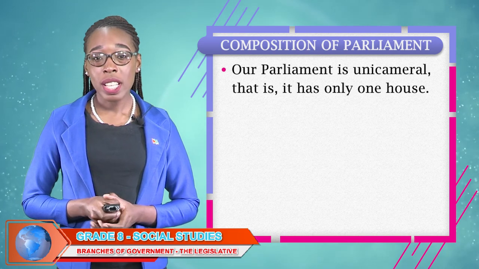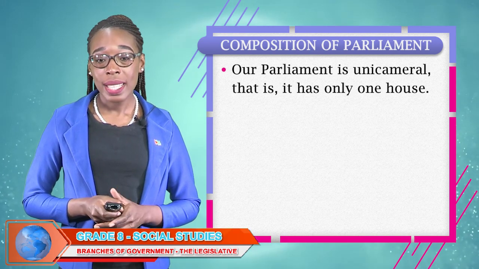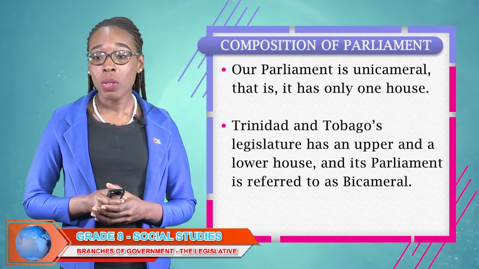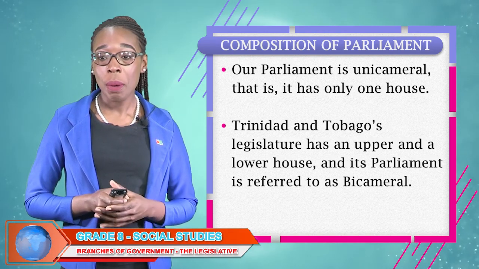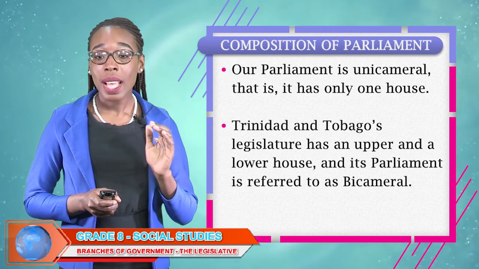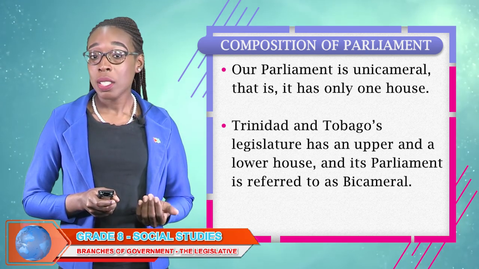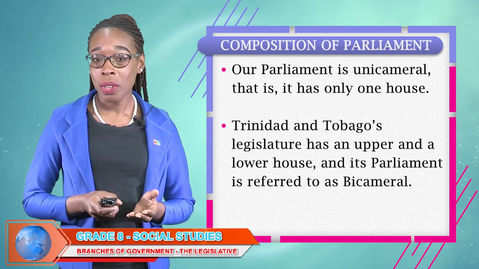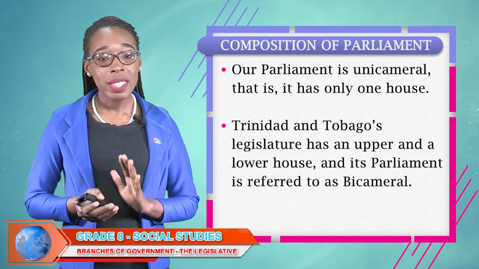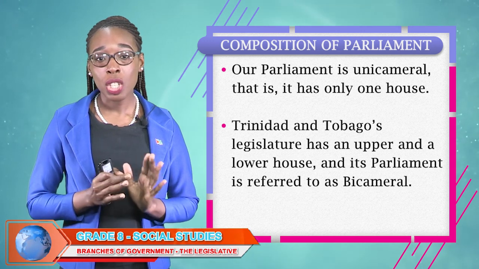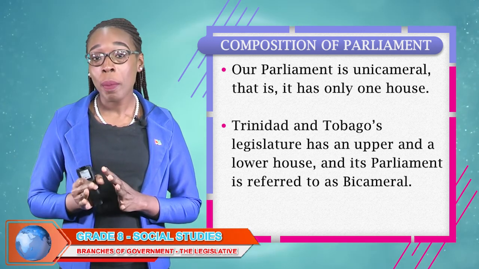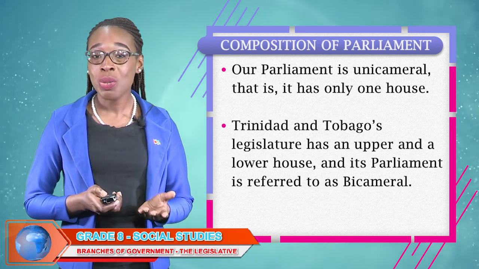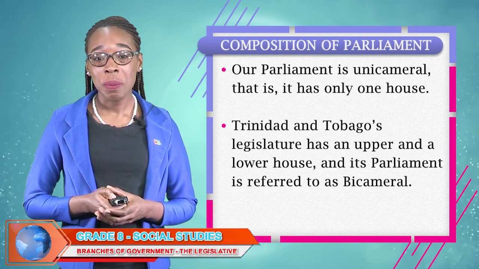Our Parliament is unicameral. That is, it has one house. Trinidad and Tobago's legislature, for example, has an upper house and a lower house, and its parliament is therefore referred to as bicameral. So remember that there is a key distinction between a unicameral legislature and a bicameral legislature. And here in Guyana, we have a unicameral legislature.